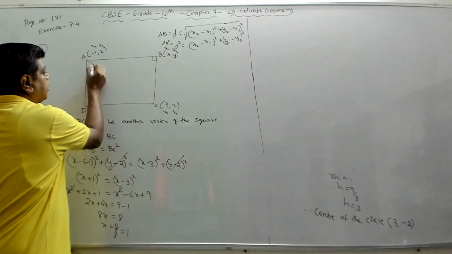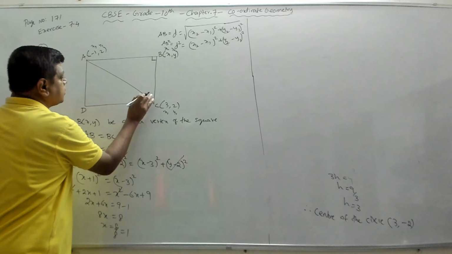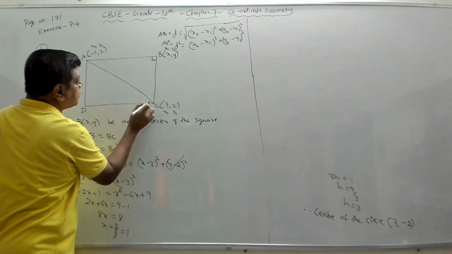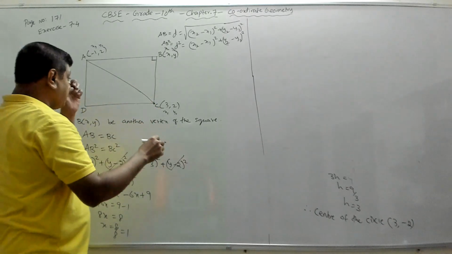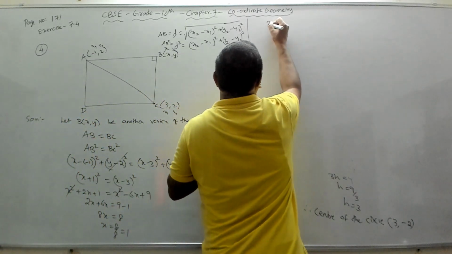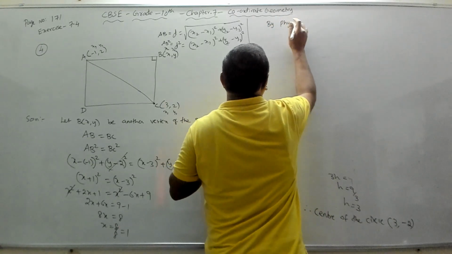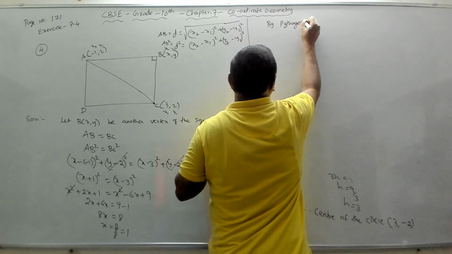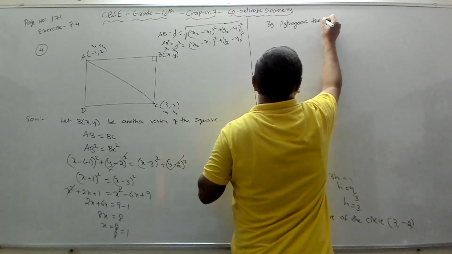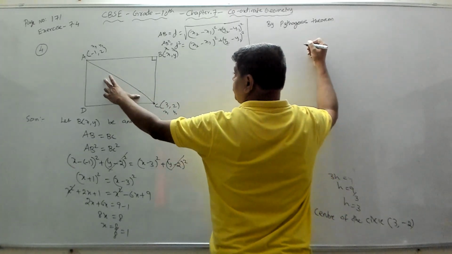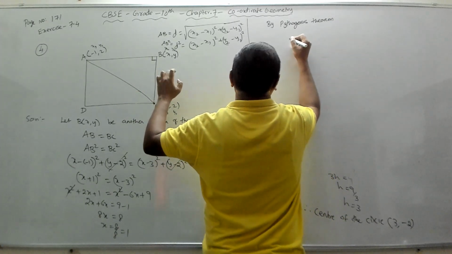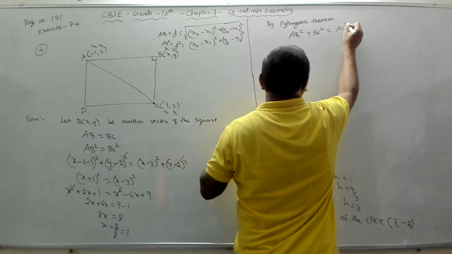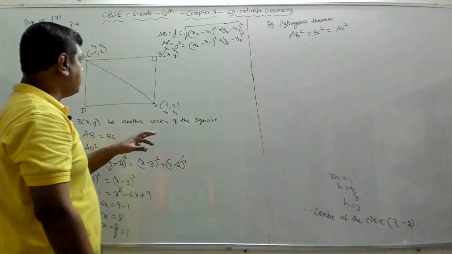Therefore, if I join AC, we can apply Pythagoras theorem for this, which means your AB square plus BC square is AC square. By Pythagoras theorem, we have the square of the hypotenuse equal to the sum of the squares of the other two sides. Or we can also say AB square plus BC square is AC square. We are going to use this property to find the value of y.